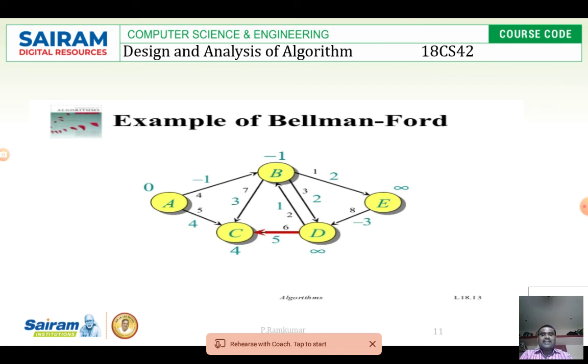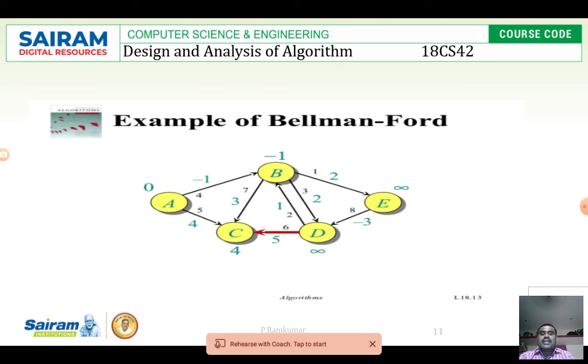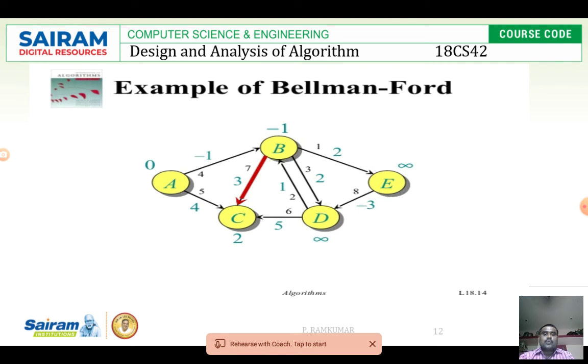But before that, I will check: is there any cycle in this graph? If there is any cycle in this graph, then the Bellman-Ford algorithm will not work out. So for that purpose, we have to check. Now, as I said before, 3 minus 1 is 2. So 4 will be replaced by 2.